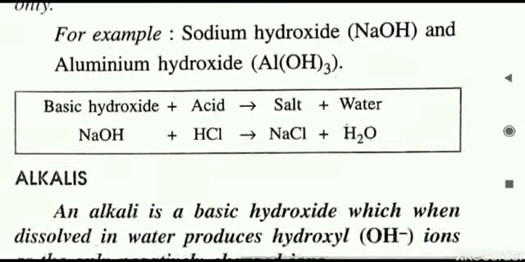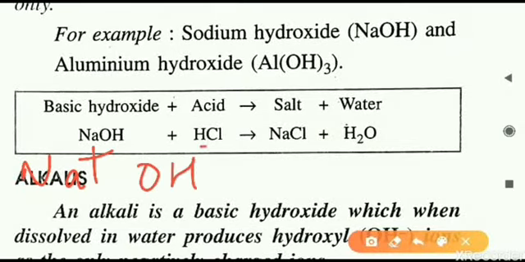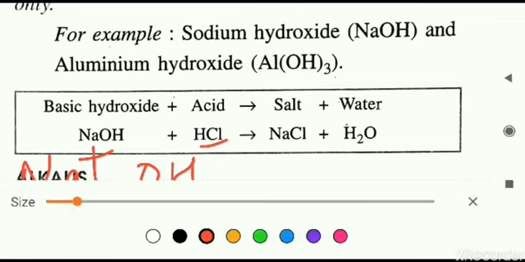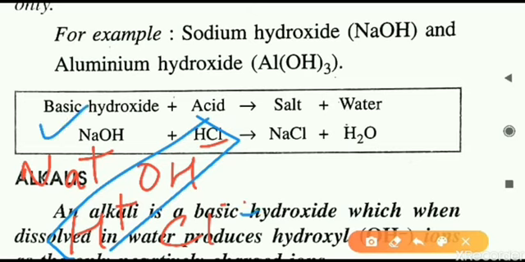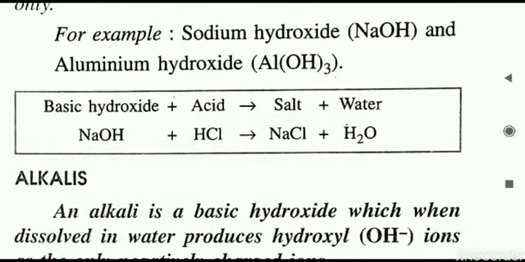Here in the equation you can see NaOH, where Na is the positive part and OH is the negative part. It reacts with the hydrogen ion and chloride ion of HCl. H and OH combine and we get water, and Na and Cl form NaCl, that is the salt. So the reaction proceeds like this: base plus acid gives salt plus water. I hope the concept is clear regarding the bases.